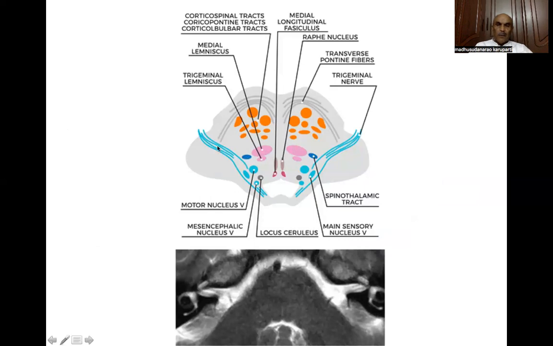This picture again shows this is the ventral part, this is the dorsal part, this is the tegmentum containing the cranial nerve nuclei. This is the fifth cranial nerve nuclei. Well, this is the medial lemniscus. This is the trigeminal lemniscus, etc.